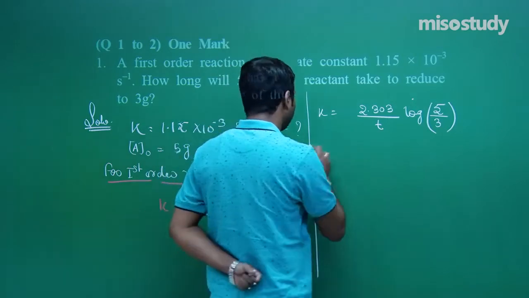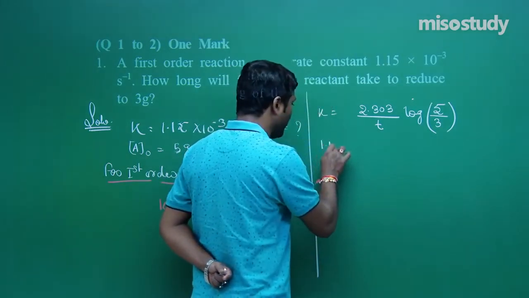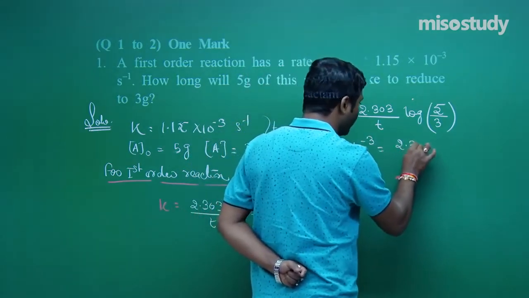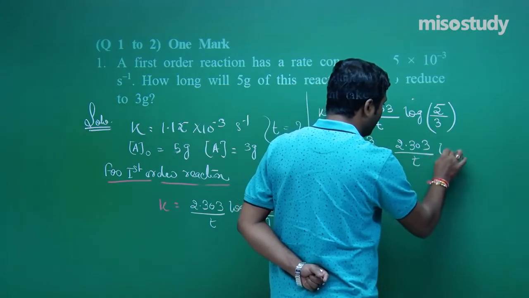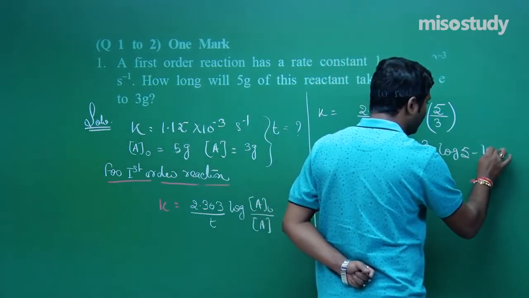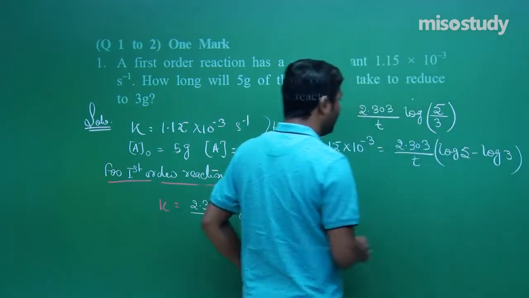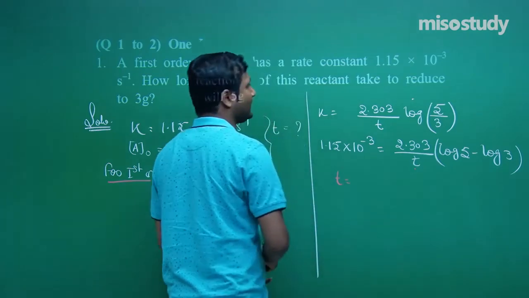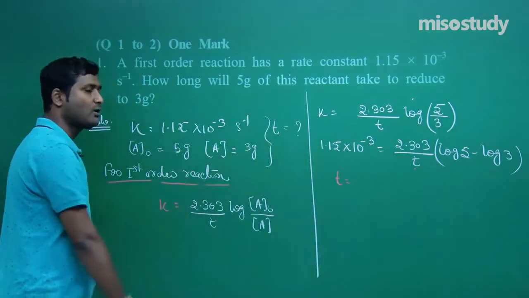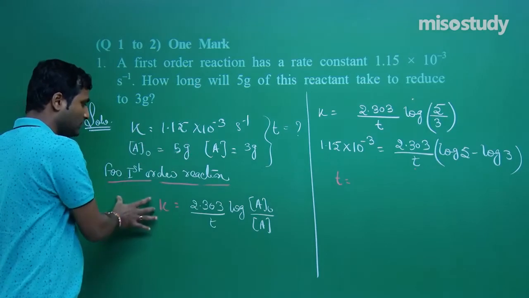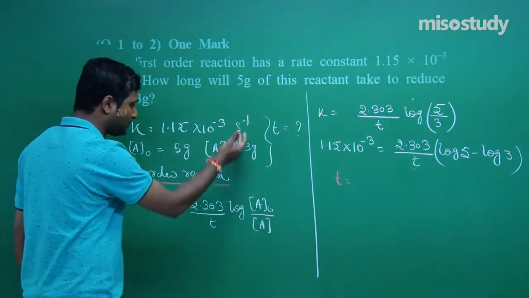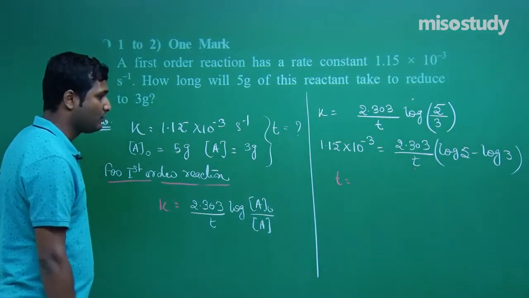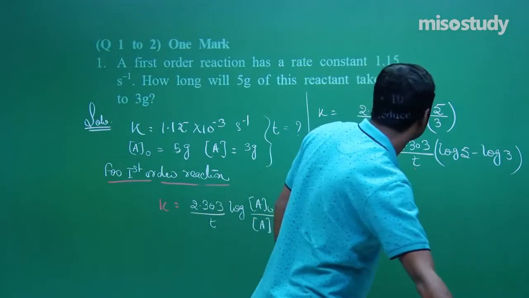Now what is the value of K here? Put the value: 1.15 × 10^-3 is equal to 2.303 upon T (log 5 minus log 3). Now it's up to you. After solving, you can get the value of T. Simple question, completely formula based. Write the formula, put the data in the formula, and you will get the answer. Am I right? Now I am going to rub this part and we will discuss the next question.